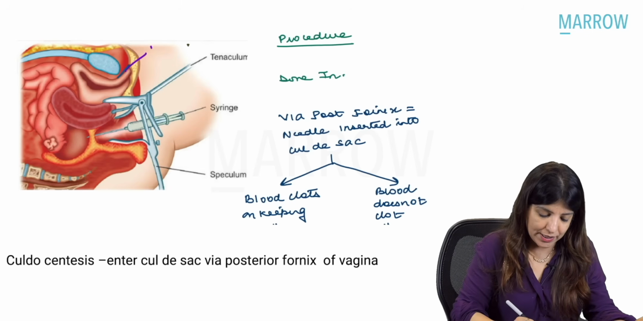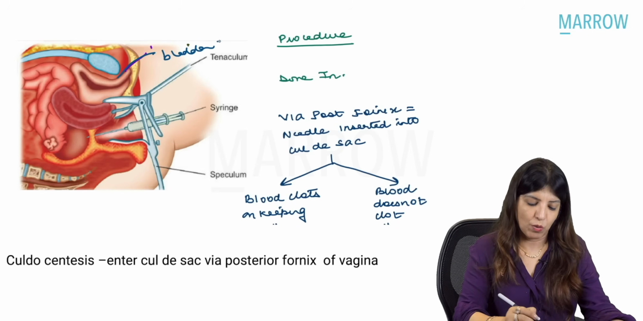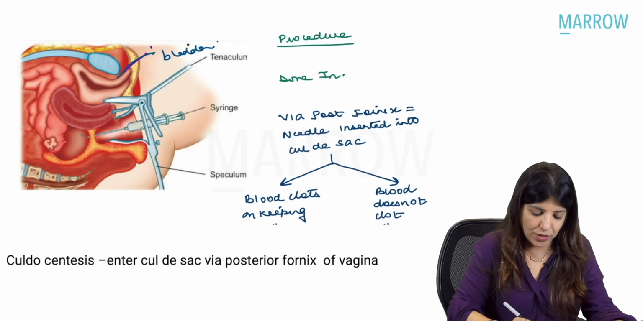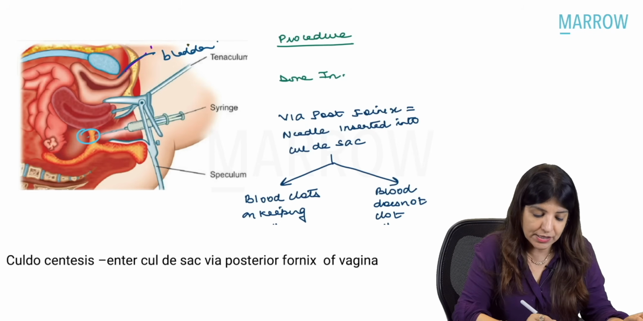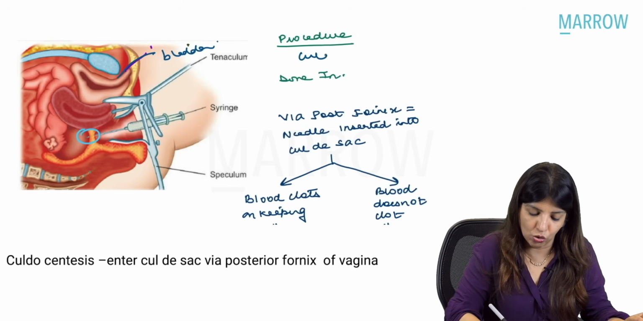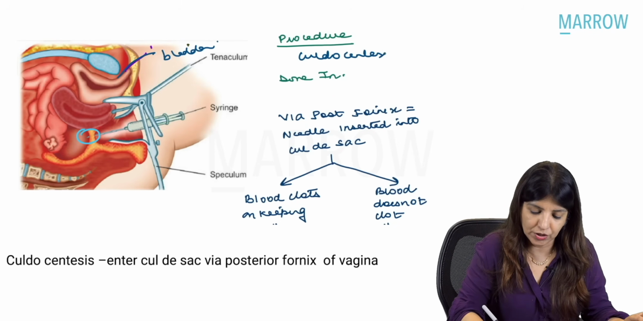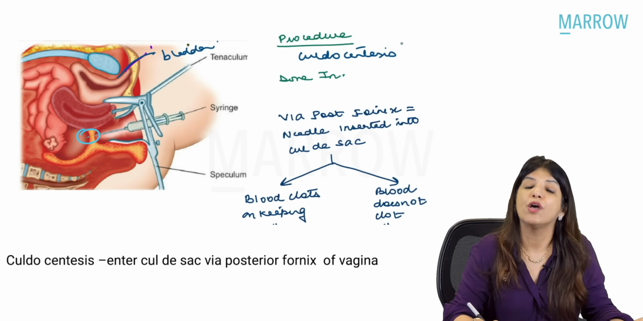In this image, you are seeing this over here is the bladder. Right, and I am seeing that via the posterior fornix, a needle has been taken into the cul-de-sac or the pouch of Douglas. This is called culdocentesis. This procedure is culdocentesis. When do you do it?